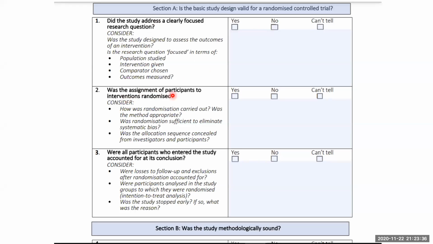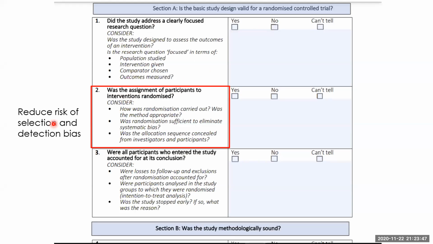Was the assignment of participants to the intervention randomized? This is very important, and is considered one of the procedures. And this will reduce the risk of selection bias. We have two biases: selection bias and detection bias. Selection bias is addressed by creating inclusion and exclusion criteria that should be applied to all participants.